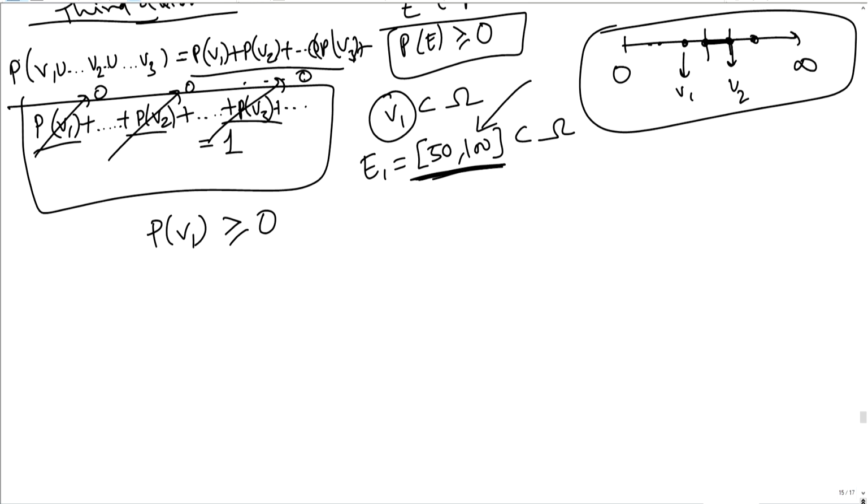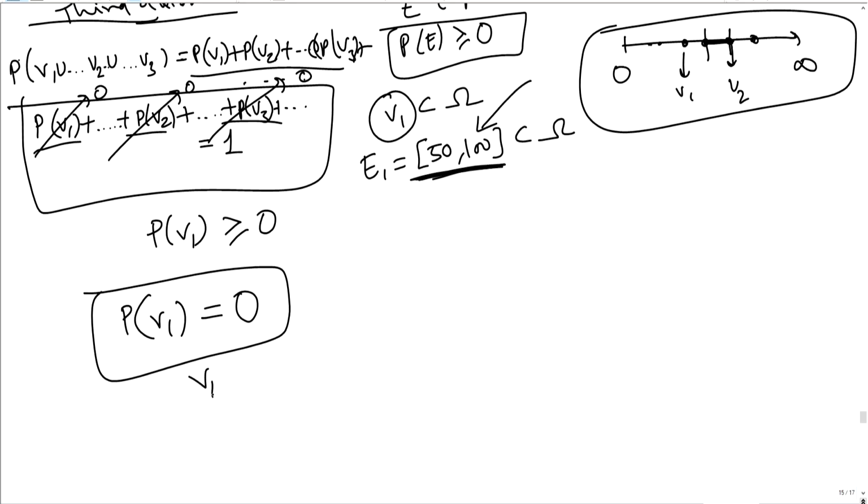Okay. So, what it implies is that the probability of any point value in a continuous sample space has to be equal to 0, where V1 is a point value, an elementary event, and it belongs to your sample space omega. So, the probability of any point value in your continuous sample space is equal to 0. So, we cannot assign a non-zero probability to point values in a continuous sample space.